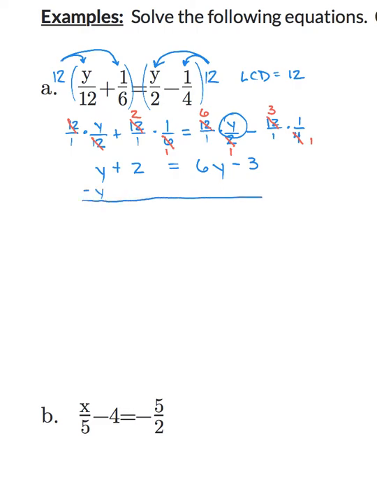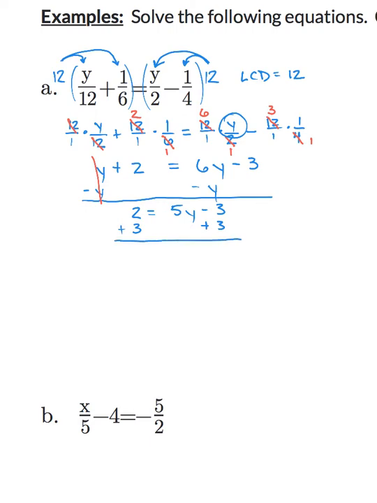So I'm going to subtract y from both sides. So I get 2 equals 5y minus 3. The y's canceled out on the left side. And then from there, since my variables are on the right, I need to move my constants to the left. So I'm going to get rid of the minus 3. I want to add 3 to both sides.